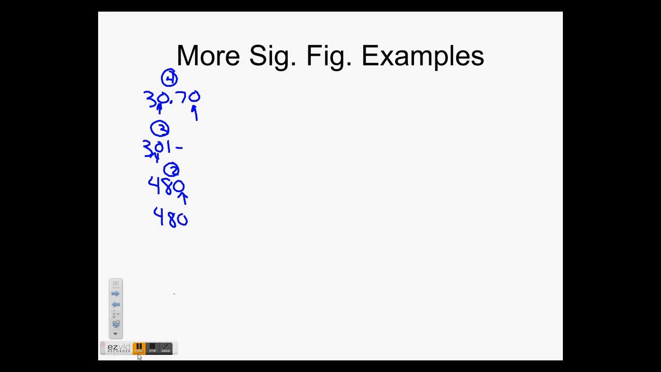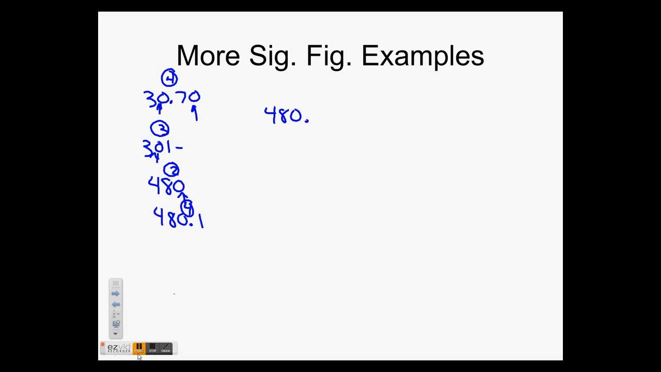Okay. What about 480.1? Well, now the 0 is between 2 significant digits, so it counts. So we have 1, 2, 3, 4 for that one.